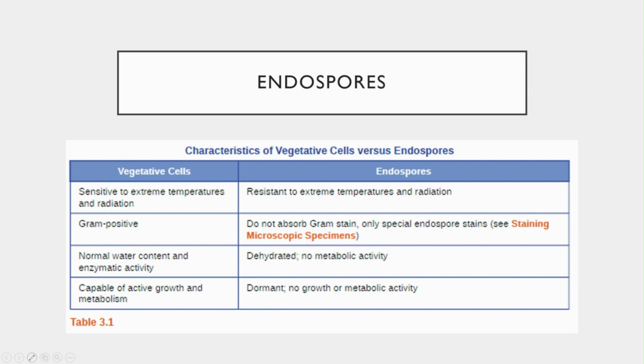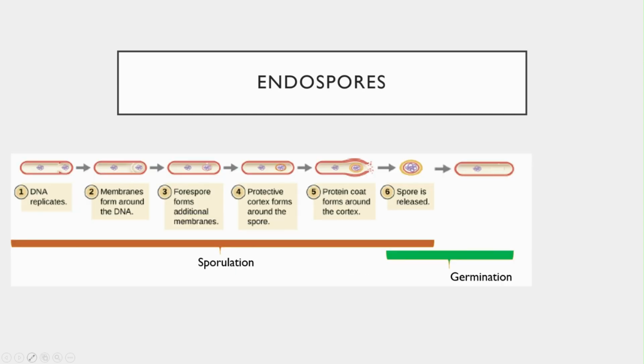Vegetative cells are capable of active growth and metabolism. And as you can imagine, endospores are dormant, so they don't experience growth or metabolic activity. These endospores also resist chemical penetration very well, hence them not taking up the gram stain very easily. The process of becoming an endospore is called sporulation. The process of returning back to a vegetative cell is called germination.